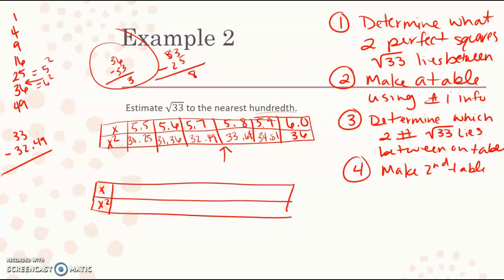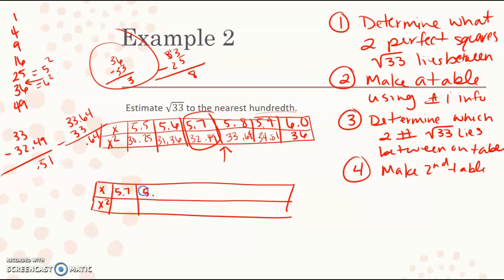And that one gives me 0.51. And then I'm going to do 33.64 minus 33, which would leave us with 0.64. So which one are we closer to? We're closer to the 5.7, right? So since we're closer to 5.7, I'm going to start with 5.7.